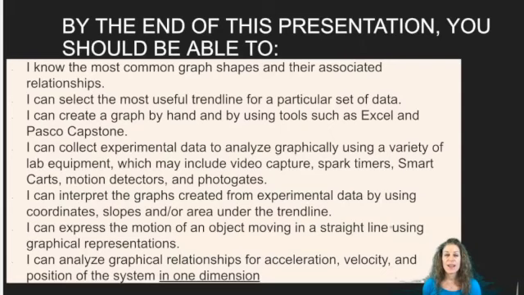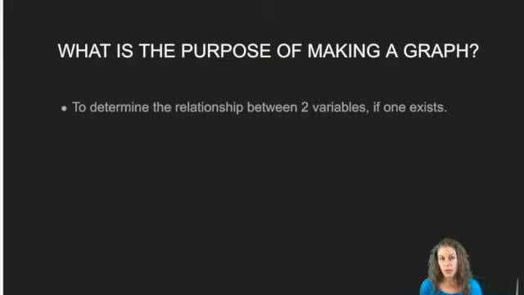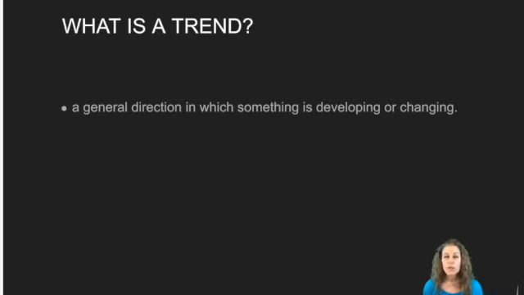About graphical analysis. We're going to review the graph shapes we've been using and add a couple of new graph shapes, because as we move through this year, we're going to investigate other types of relationships. So that's where we're headed. Just recall that the whole purpose of making a graph is to show a relationship between two variables, if one exists at all. We're looking for trends, which is a general direction in which something is developing or changing.